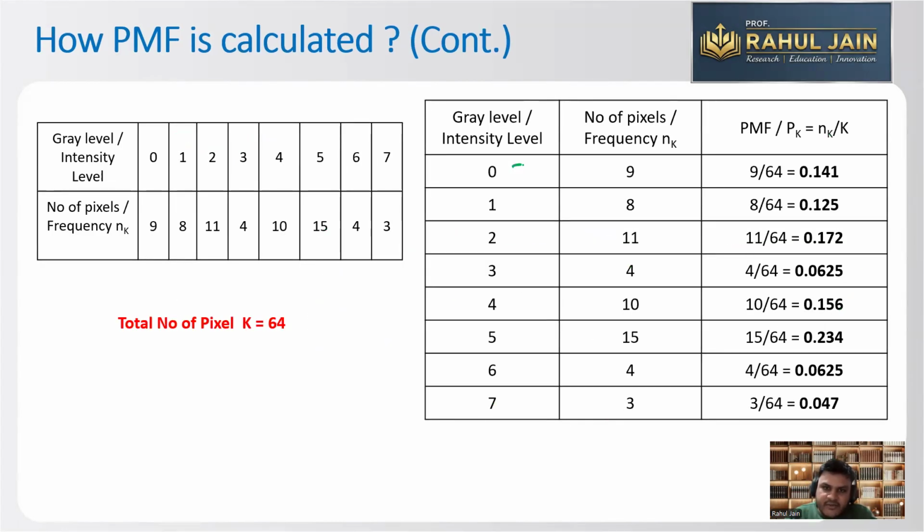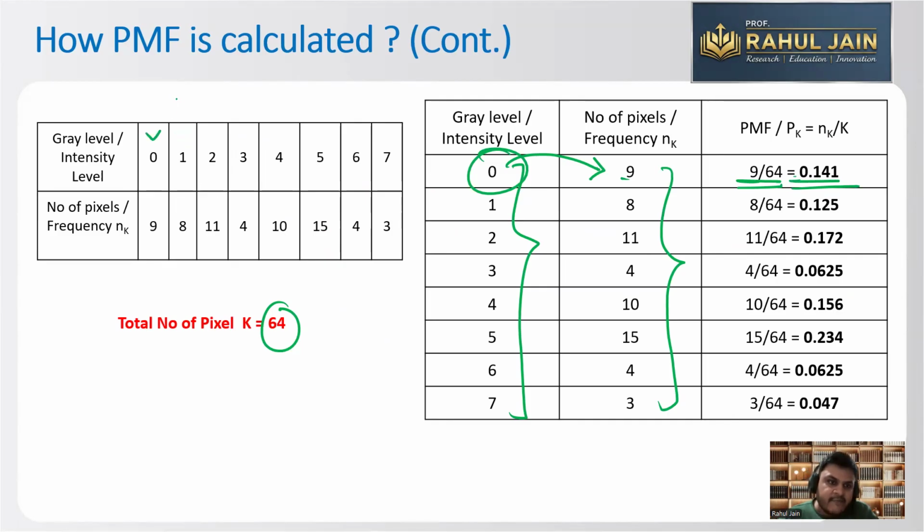So by default you have the 8-bit depth, and you have the frequency in front of each intensity level. Total number of pixels is 64. So divide this 9 by 64. The probability mass function for intensity level 0 is 0.141. It means that the mass distribution of intensity level 0 in the image is 0.141. For intensity level 1, the total number of occurrences of intensity level 1 in the image is 8. 8 divided by 64 is 0.125.